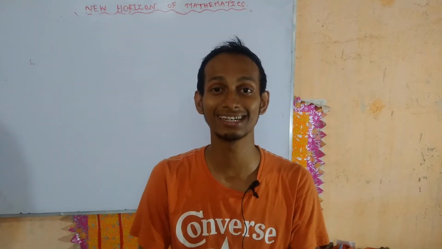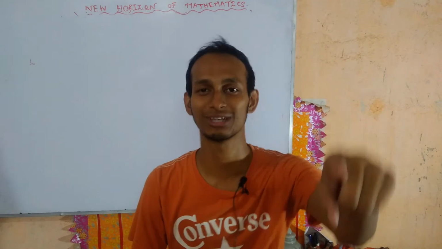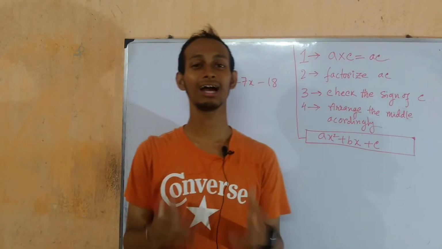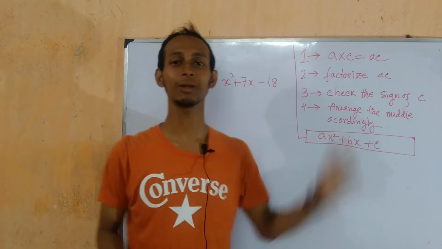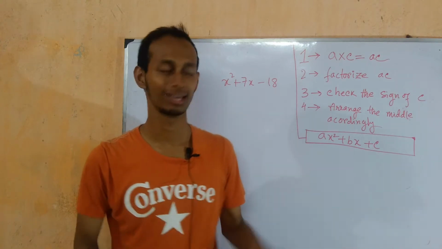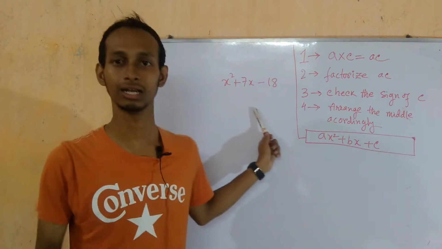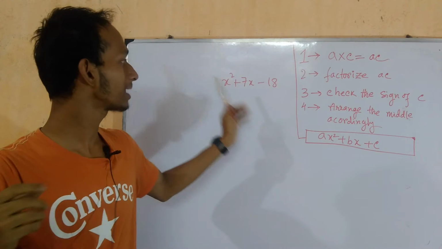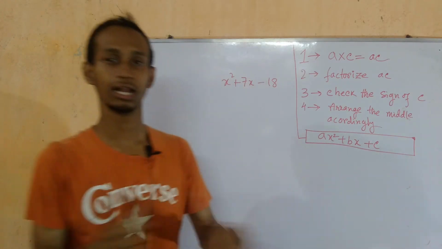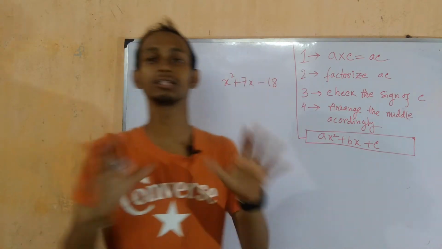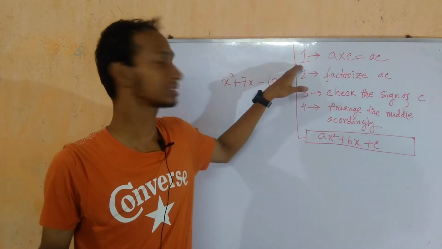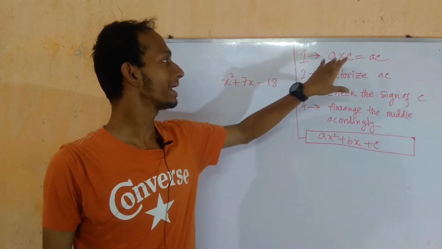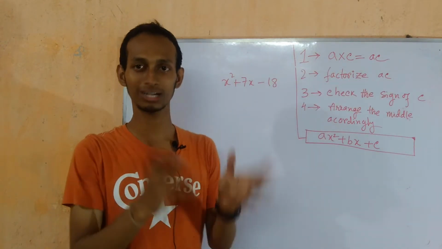If you have done that already, then let's jump into sums. In this class, we'll learn how to do middle term factorization step by step. So we have a sum here. The sum is x square plus 7x minus 18. Now we will learn this step-wise. In the first step, you have to do a times c. Now what are a and c here?